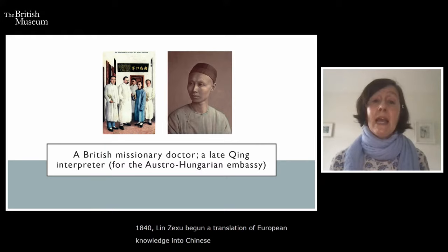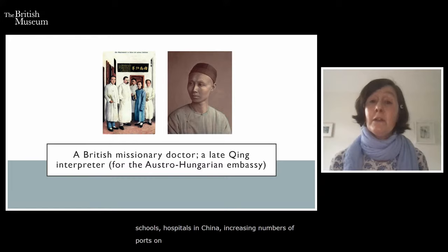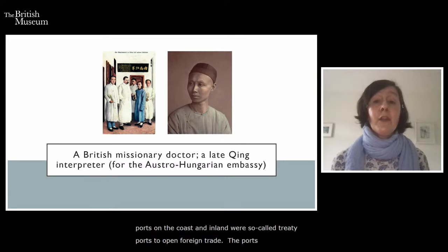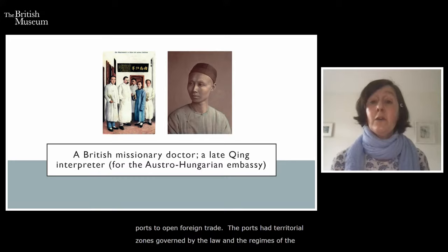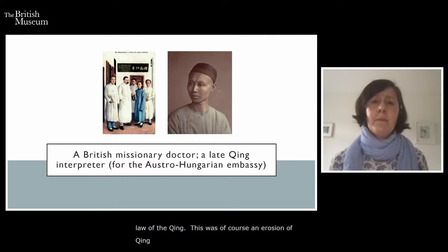Missionaries built schools and hospitals in China. Increasing numbers of ports, both on the coast and inland, became so-called treaty ports, opened to foreign trade. These ports had extraterritorial zones governed by the law and taxation regimes of the country that controlled that zone rather than by the law of the Qing. This was, of course, an erosion of Qing sovereignty and a place where the Chinese population could suffer horrendous racism.